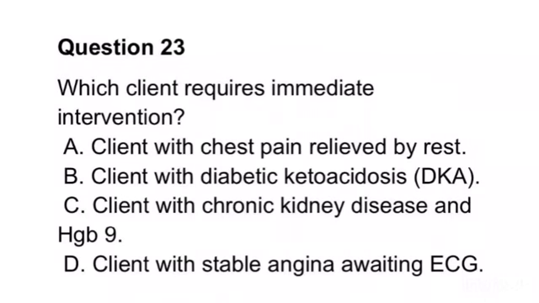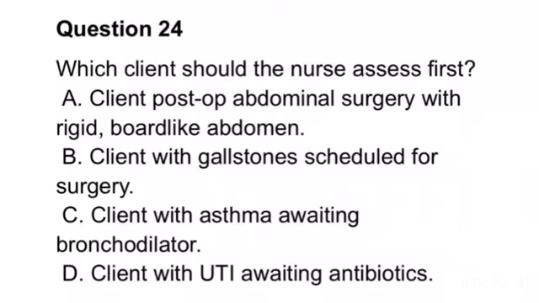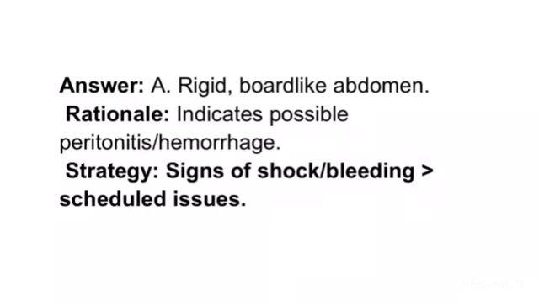A. Client post-op abdominal surgery with rigid, board-like abdomen. B. Client with gallstones scheduled for surgery. C. Client with asthma awaiting bronchodilator. D. Client with UTI awaiting antibiotics. Answer: A. Rigid, board-like abdomen. Rationale: indicates possible peritonitis/hemorrhage. Strategy: signs of shock/bleeding over scheduled issues.